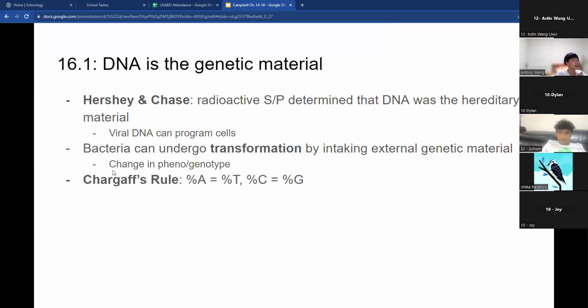And then Chargaff's rule is the rule of base pairing, where adenine always pairs with thymine, cytosine always pairs with guanine. Therefore, the percent of adenine in DNA will equal the percent of thymine. Yeah, and then same for cytosine and guanine.